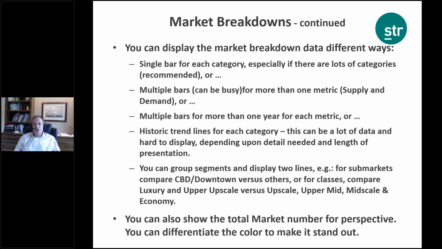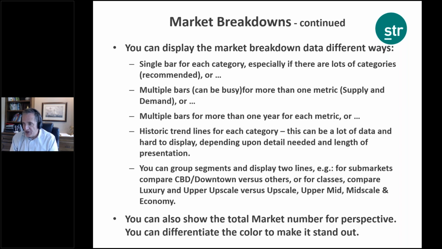But when it comes to historic trend lines, if you're trying to show 6 different submarkets or 6 different scale or class groups, that's going to be a little hard, and it's going to be difficult for your audience to be able to distinguish between the different segments that you're trying to show them.